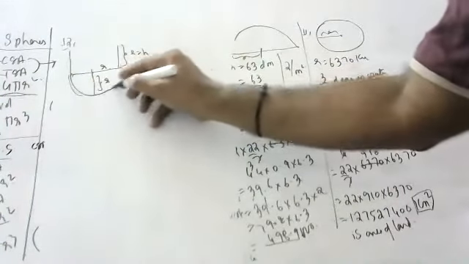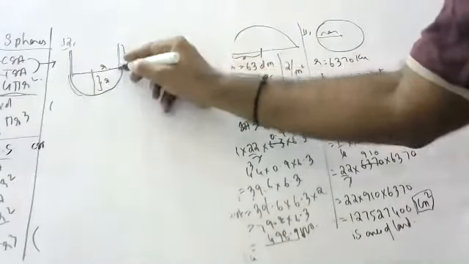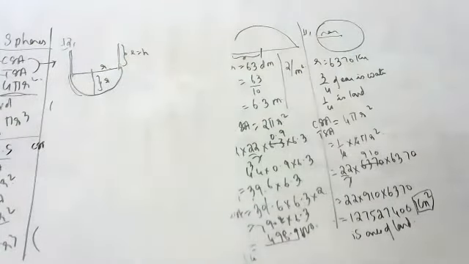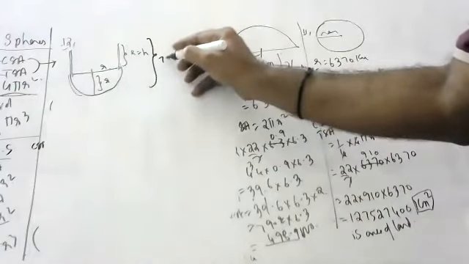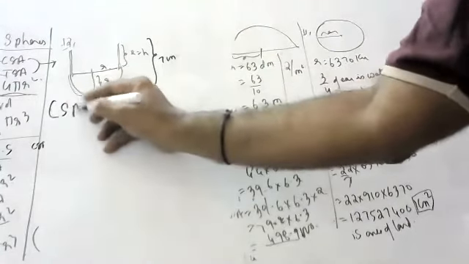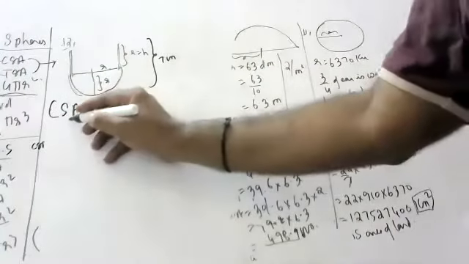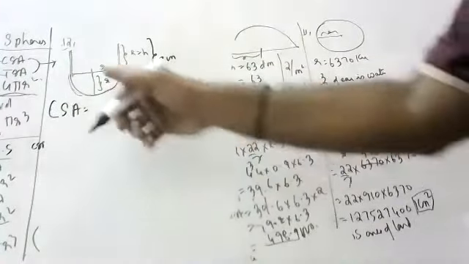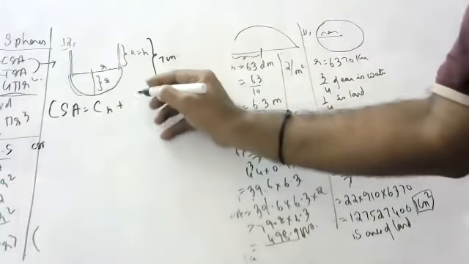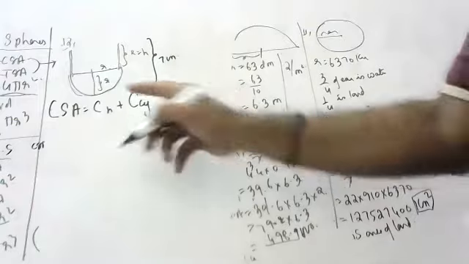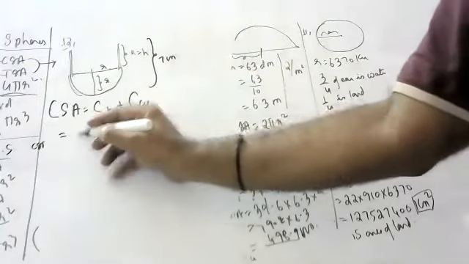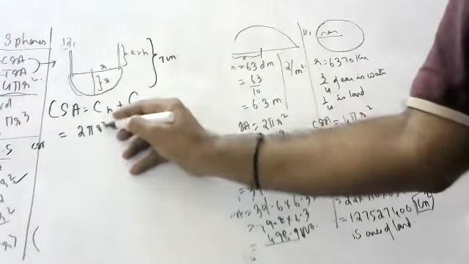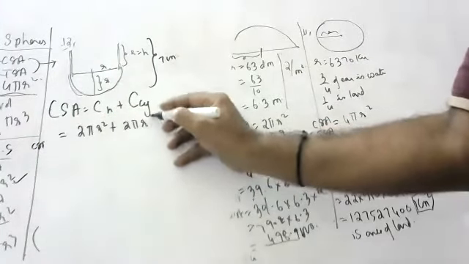Yes, sir. Now, what is the question? If the total length of this shape is 7 centimeters, find the CSA. How much is the CSA of this? CSA is the CSA of the hemisphere plus the CSA of the cylinder. The CSA of the hemisphere formula is 2 pi r square. What is the CSA of the cylinder formula? 2 pi r h.